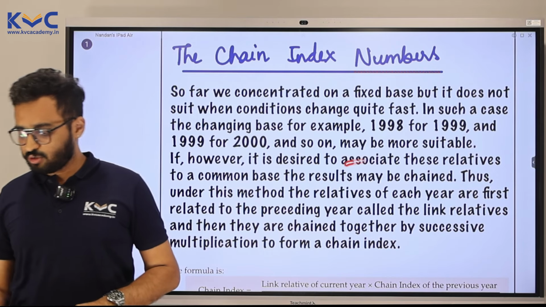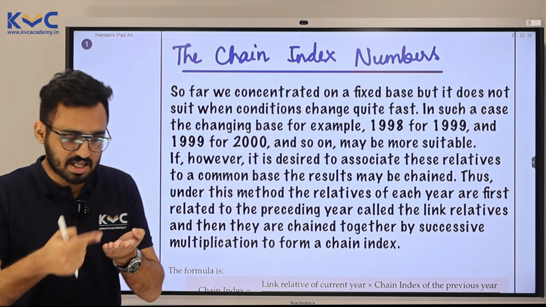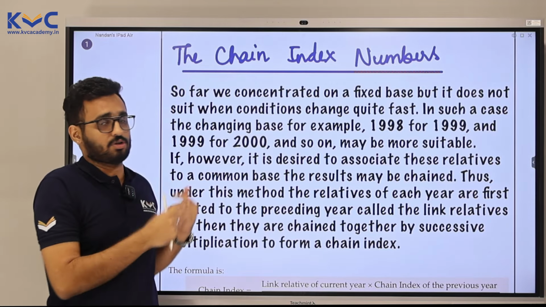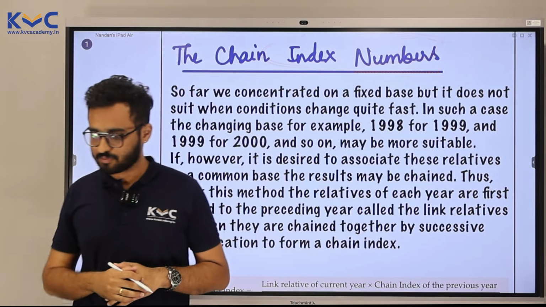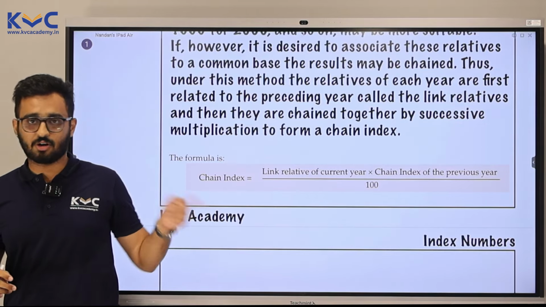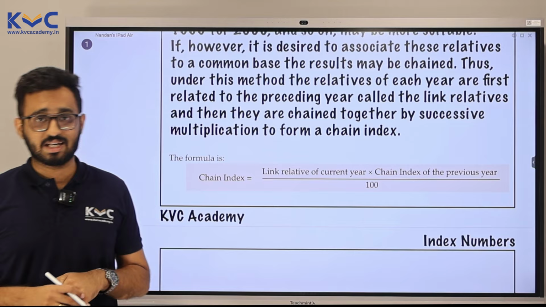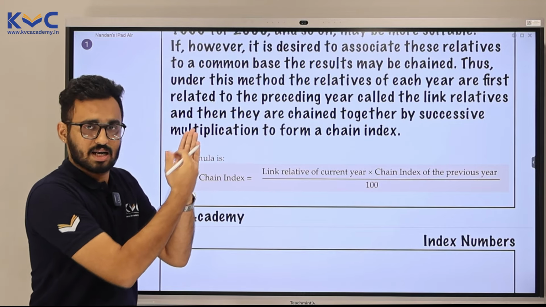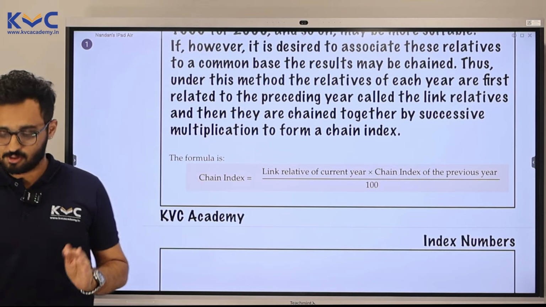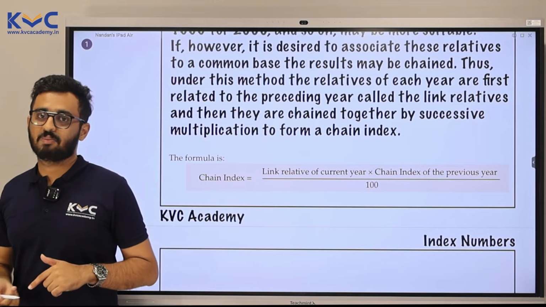If, however, it is desired to associate these relatives to a common base, the results may be changed. That means, let's say you want to change the bases, but also you want to have a chain. You want to know where we started from. If you want to know both of this, we'll make use of chain index. Thus, under this method, the relative of each year are first related to the preceding year, called the link relatives, and then they are chained together by successive multiplication to form a chain index. So first previous year to next year relatives we calculate, which we call link relative. Then from there we'll calculate chain index using the formula: link relative of current year into chain index of previous year divided by 100.